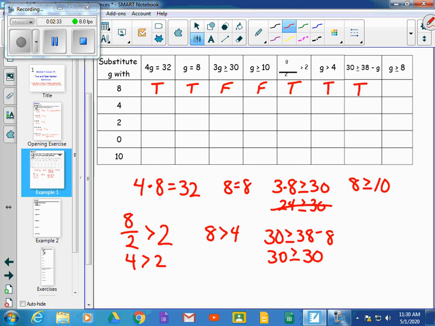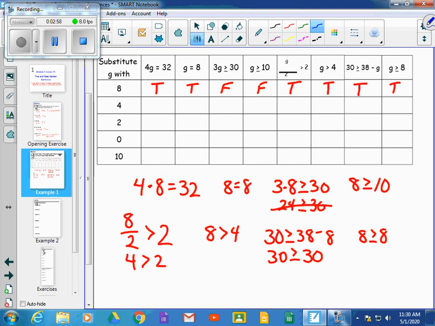And then the last one there, if I substitute that 8 in for G, I would have 8 is greater than or equal to 8. That is a true statement. Okay, now pause the video. Complete the rest of those, substitute the rest of those values in for G, and then when you're finished, restart the video and you can check the answers.